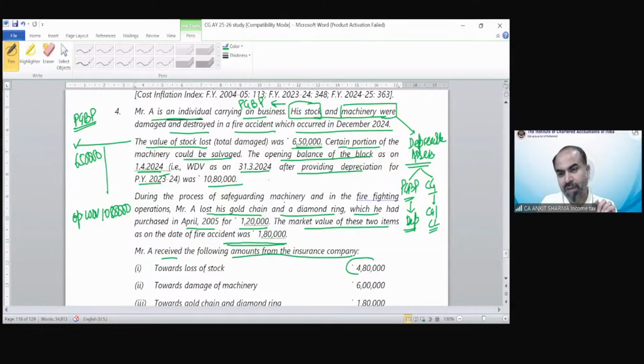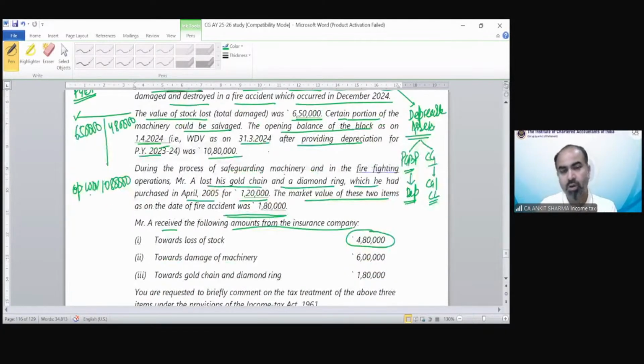Towards loss of stock, we have received 4,80,000. So I will write it down at the credit side as 4,80,000. The remaining would be your business loss. Now towards damage of machinery, he received 6 lakh rupees. So for the purpose of calculation of depreciation, I have to reduce this value from the opening WDV. That is the money receipt. So the remaining is 4,80,000. So we can claim depreciation on that in two situations. For the purpose of claiming depreciation, there must be two conditions which should be fulfilled.